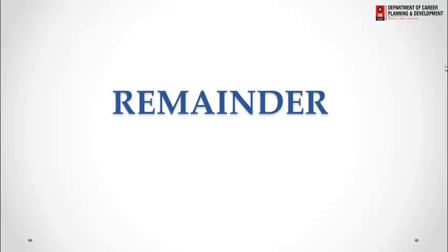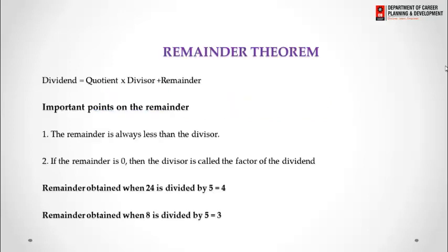The topic that we have started today is remainders, and in this chapter, the very first thing we need to understand is the remainder theorem. In this theorem, we have an equation: dividend is equal to quotient multiplied by divisor plus remainder. This is the very simple thing we have.